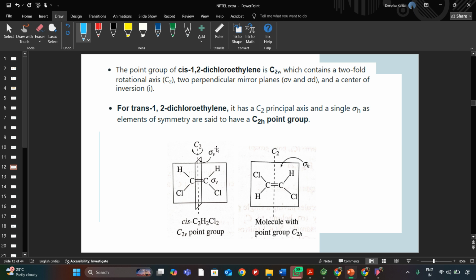Along with that, we will have a center of inversion also for cis 1,2-dichloroethylene, and we will have one mirror plane which will be perpendicular to sigma V, which will be sigma D. So these four symmetry operations present in the cis 1,2-dichloroethylene will give rise to the C2V point group for this molecule.